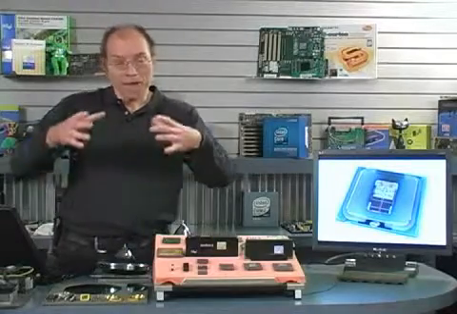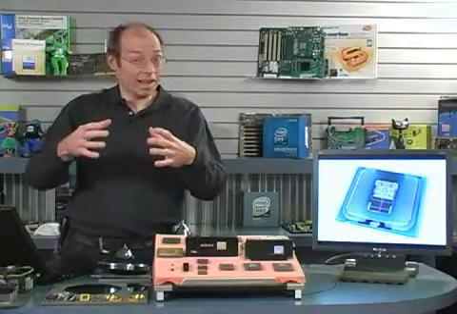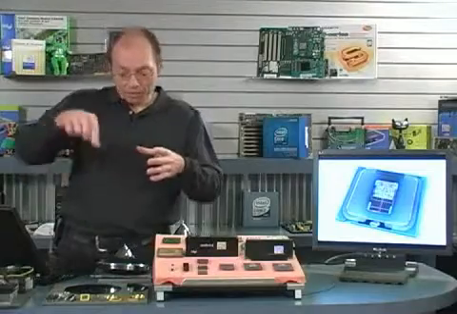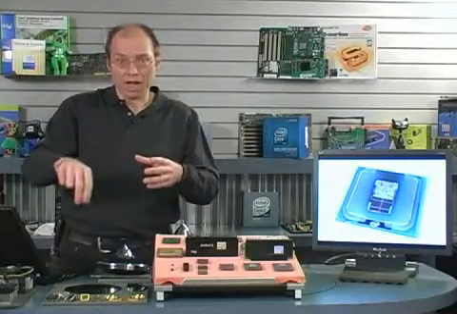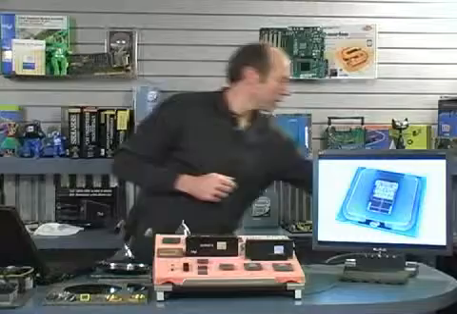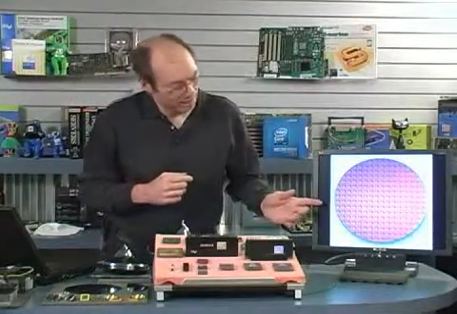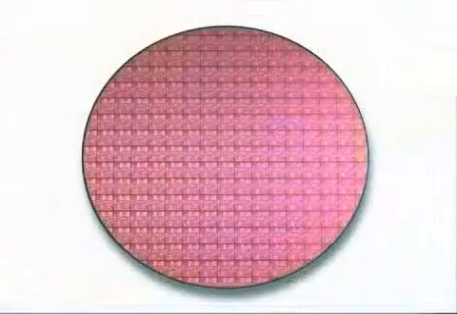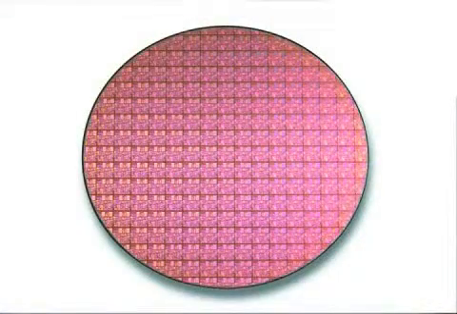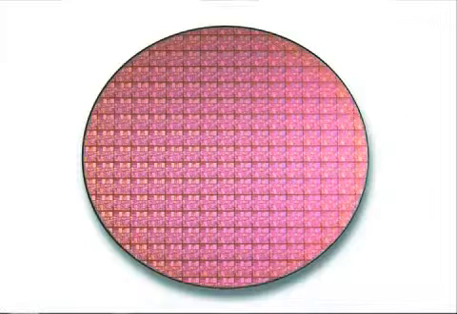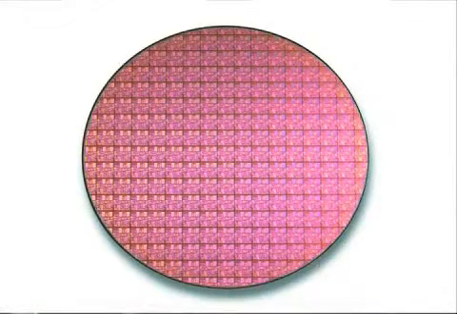We take a mask, which you could call a negative, we shine a light through it, and we literally etch the various die into the wafer. I'm going to show you an example here. This is an example of a wafer that has 177 finished die etched into it. As you can see, they're just one after the other, rows and rows and rows of them.